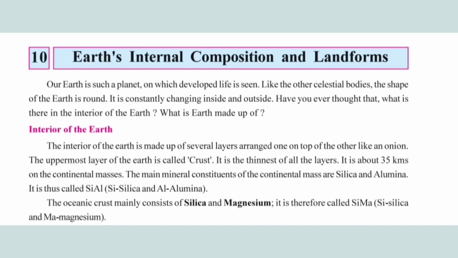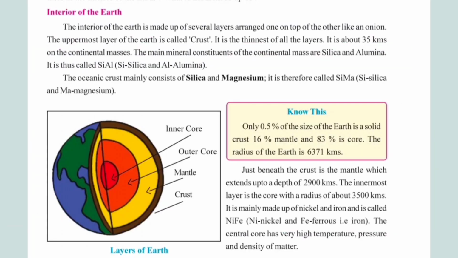So, as you can see, there are different layers which are visible in an onion. When you take a cross section inside our earth, similarly, there are three major layers. The outermost is known as crust. Next to the crust is the mantle, and the innermost is known as the core.